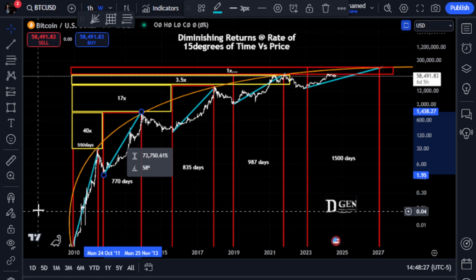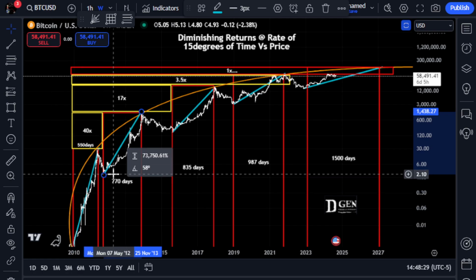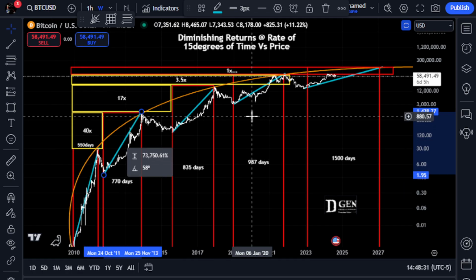Well, what I want to take a look at today is this updated version of an older chart.